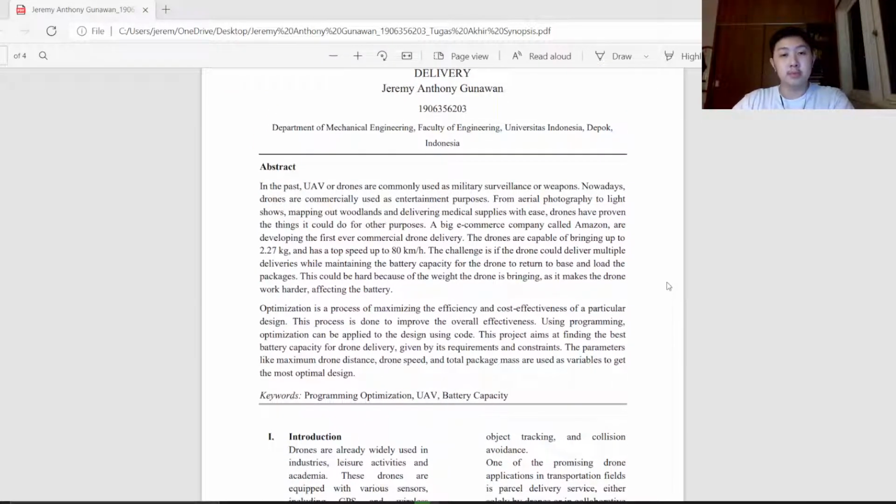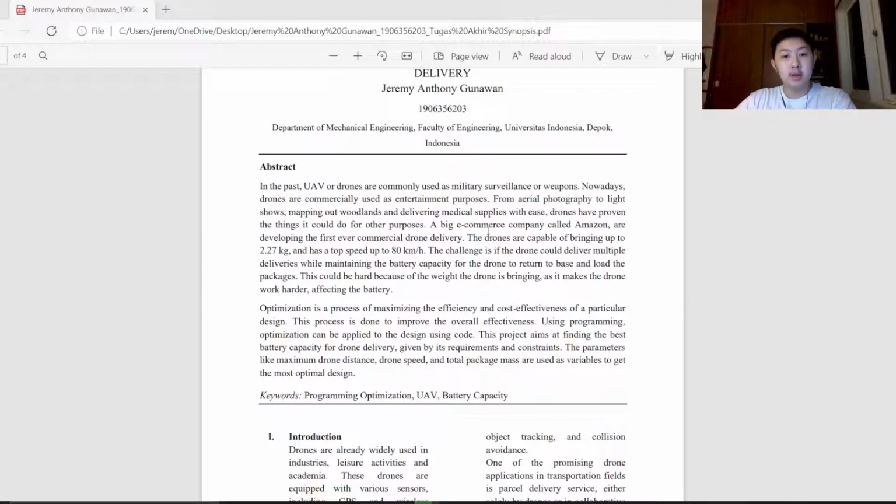So, what is this project about? My project is about drones. Drones in the past have been used as military surveillance and weapons and that kind of stuff. But nowadays, drones are mostly used as a recreational device. Some functions are aerial photography, light shows, or even useful things like mapping out woodlands and delivering medical supplies with ease.